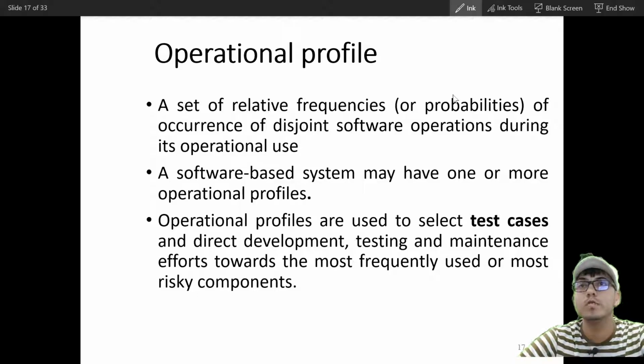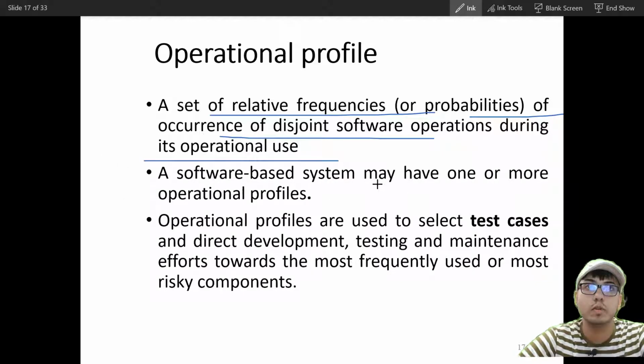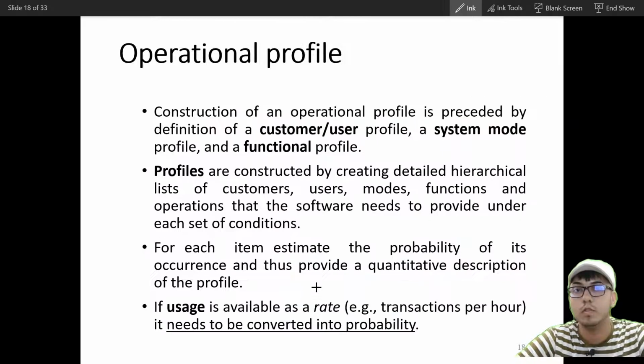So what is an operation profile? A set of relative frequencies or probabilities of occurrence of disjoint software operations during its operational use. A software-based system may have one or more operation profiles. Operation profiles are used to select test cases and direct development, testing and maintenance effort towards the most frequently used or most risky components. So these are some points.